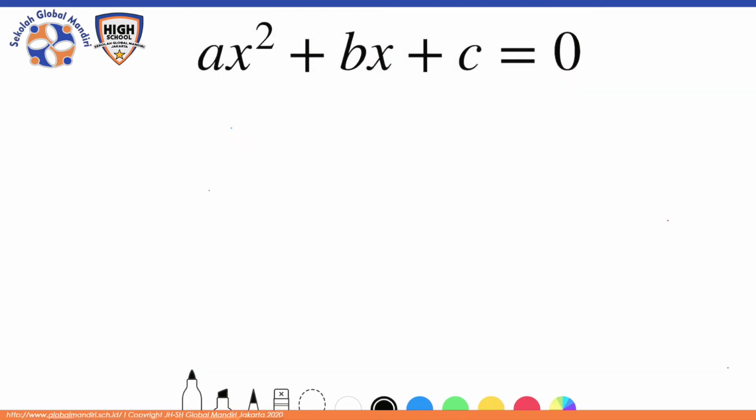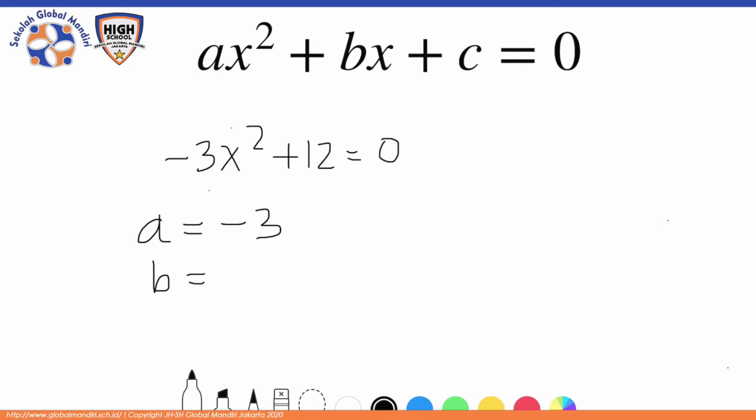The other example is like this one. We have minus 3x squared plus 12 equals 0. Is it a quadratic equation? It is a little bit confusing since there is no b in this equation, but we know that a is minus 3 and b is 0 since we don't see any b or bx in this equation. Now the c is 12.